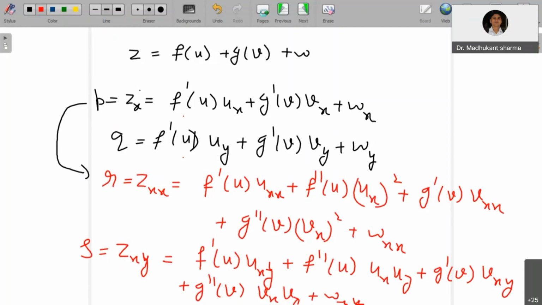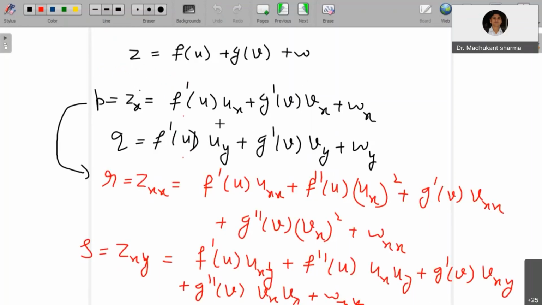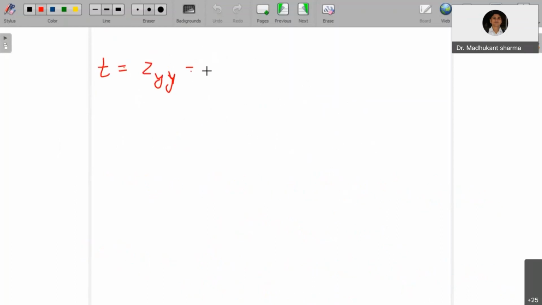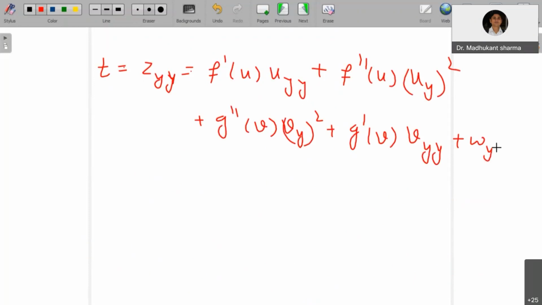Okay, so now similarly you have the fifth equation, so you will have the five equations. Okay, T, that is Zyy, and I think with the symmetric argument you can also write this. Or you can differentiate this. So you have this is going to be F dash of U Uyy plus F double dash of U Uy whole square, plus G dash of V Vyy plus Wy.